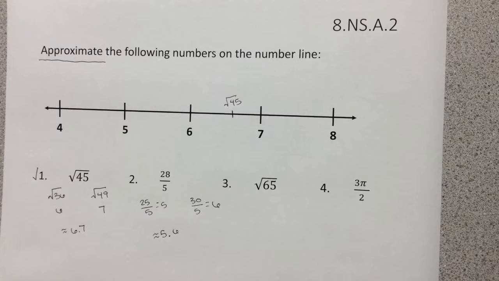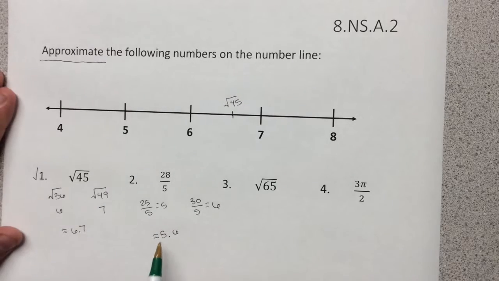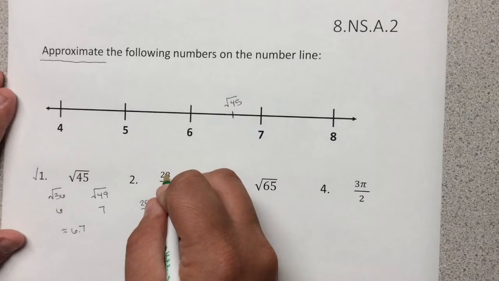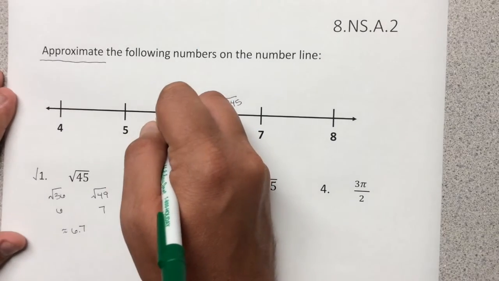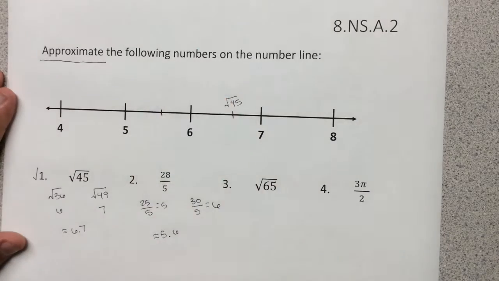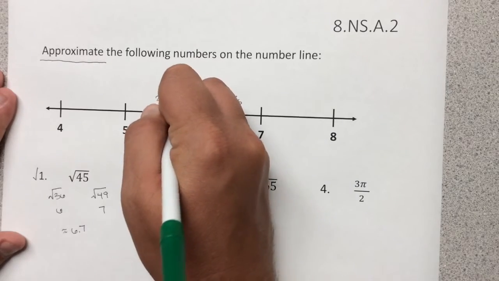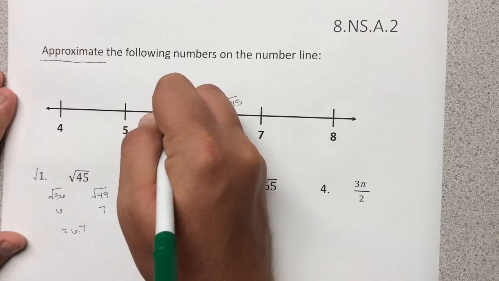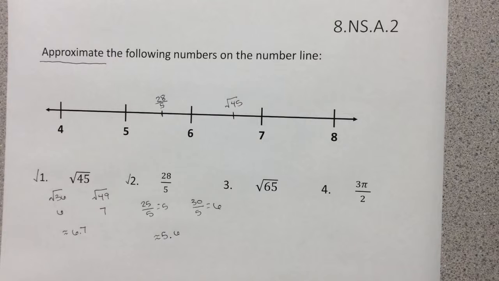Again, we could be a decimal place off, but this is a really good guess or a really good approximation on where 28 over 5 is on the number line. So 28 over 5 is right in between 5 and 6, maybe a little bit closer to 6. So I make my mark, and there is 28 over 5. Done with problem number 2.